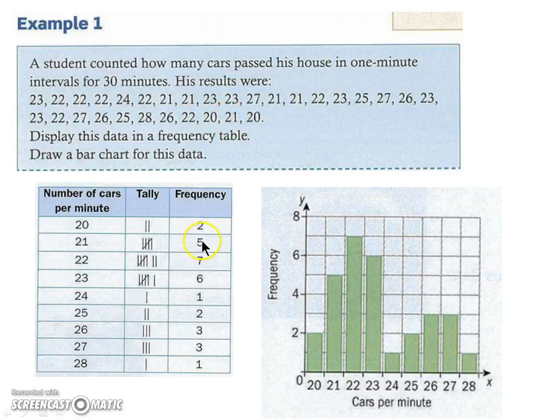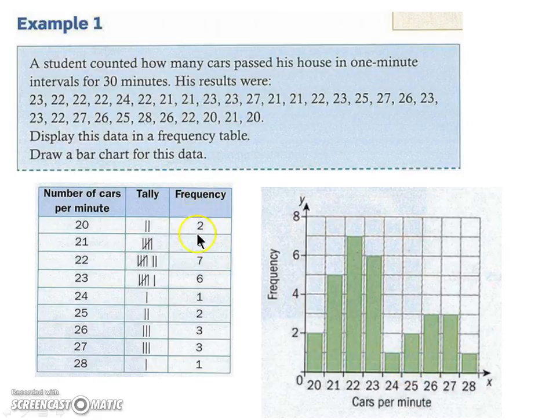All right, so I got 5. For 22, I have a lot. 1, 2, 3, 4, 5, 6, 7. All right, so for 22 we have 7, and we basically just count how many for each. What's the frequency for each of these? And then just write it down.